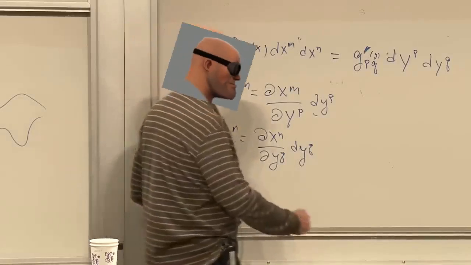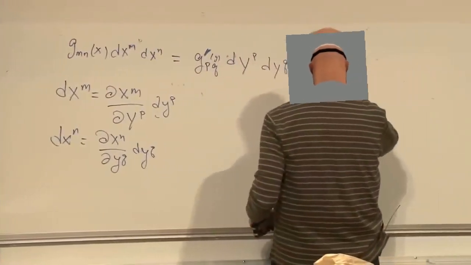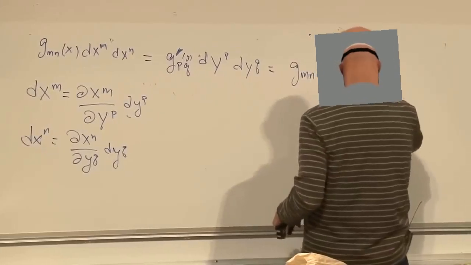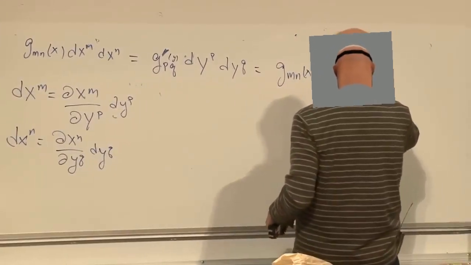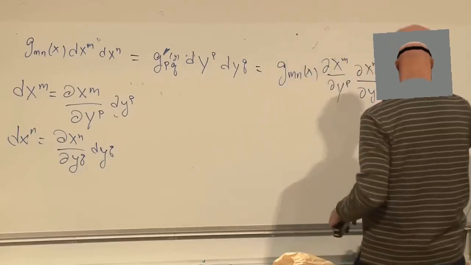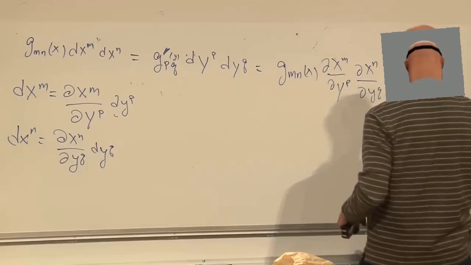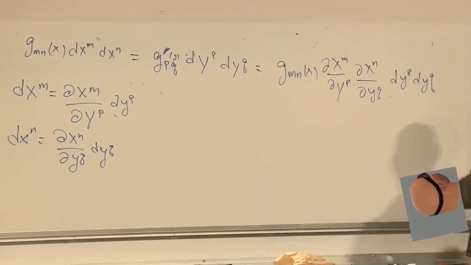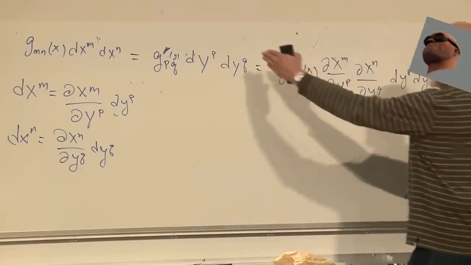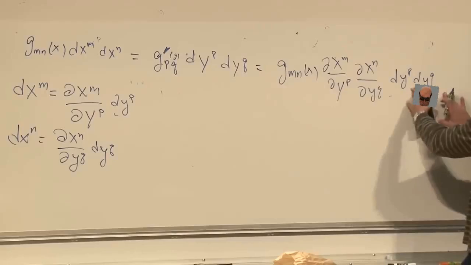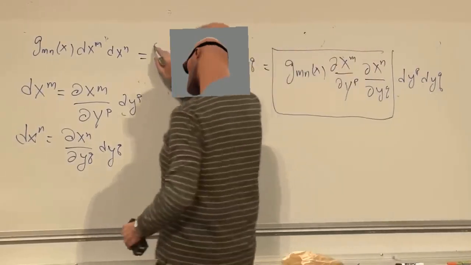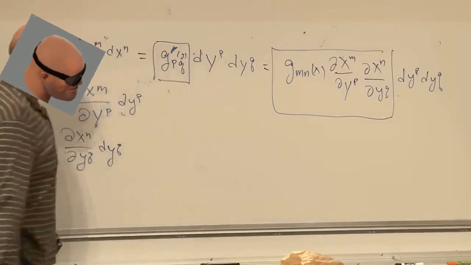Okay, so what will we get? We'll get that this is equal to gmn of x, and now the partial of xm with respect to yp, the partial of xn with respect to yq, dyp dyq. So, look at this side over here, and look at this side over here. This has dyp dyq, this has dyp dyq. This object over here must be G prime. They play the same role.